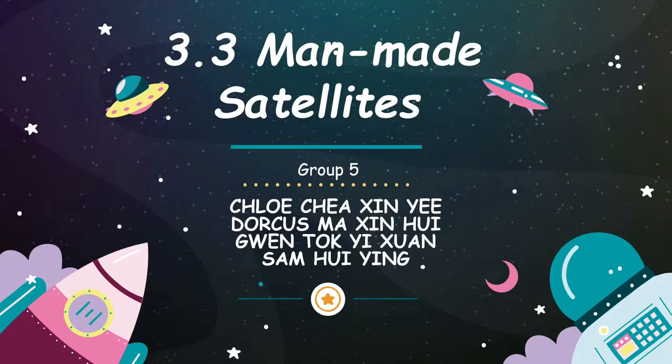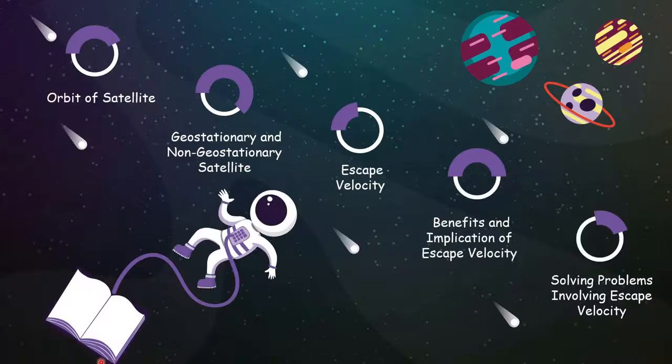My group members and I are going to talk about man-made satellites. From this topic, we will learn about the orbit of satellites, geostationary and non-geostationary satellites, escape velocity, benefits and implications of escape velocity, and the last one, solving problems involving escape velocity. And I am going to talk about the orbit of satellites.